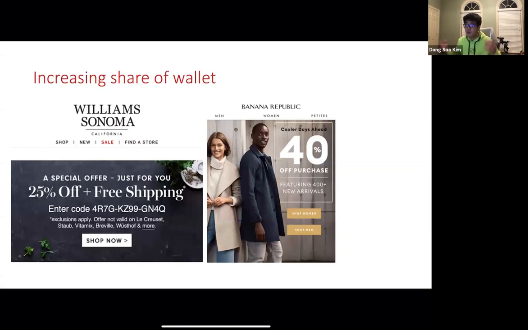Why do they offer this discount? To increase share of wallet, in other words, to get more money from me by making me switch my choice from competitors to Williams Sonoma and Banana Republic. Williams Sonoma's discount offer may make my wife buy her kitchenware in one of each store. And Banana Republic's discount offer may make me switch my jacket brand from J.Crew to Banana Republic.